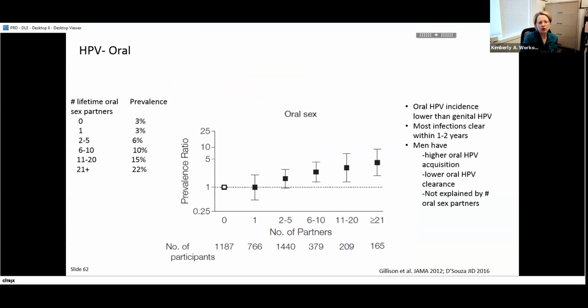So a couple of really cool studies, these are older, but just really fascinating data looking at lifetime number of partners and increased prevalence of oral HPV. I just showed you the difference in oropharyngeal cancer, but there's also some data that men have a higher risk of oral HPV acquisition and a lower clearance, and it's not explained by the number of partners, which is quite intriguing.